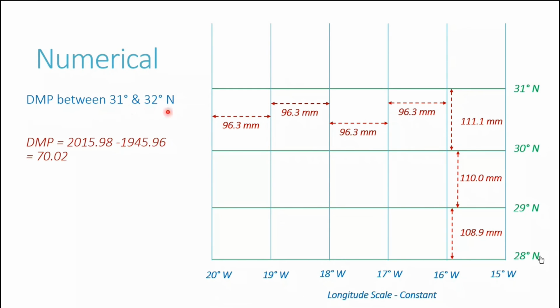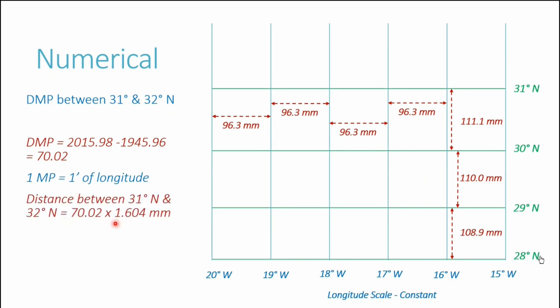Exactly in the same way, we find out the gap between 31 and 32. The DMP is 70.02. Multiplied by 1 minute of longitude length 1.604, it gives us the gap between 31 and 32 as 112.3 millimeters. So keeping this gap between 31 and 32 as 112.3 millimeters, we can now mark off the parallel of latitude of 32 degrees north. And this completes the construction of our chart graticule for the required coordinates.